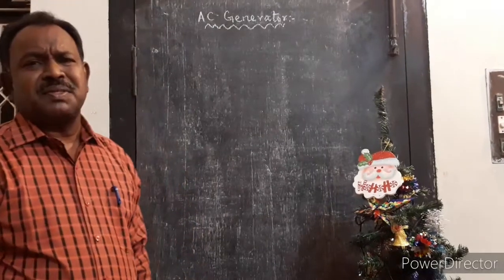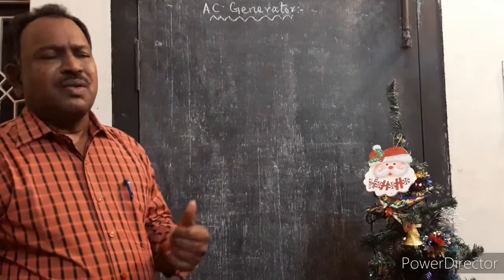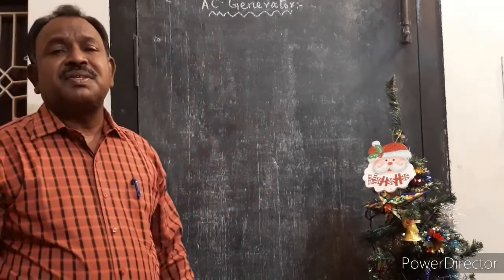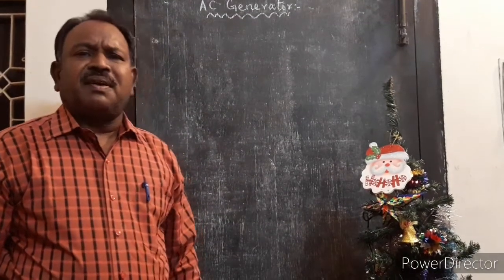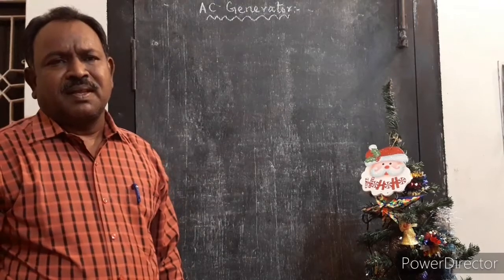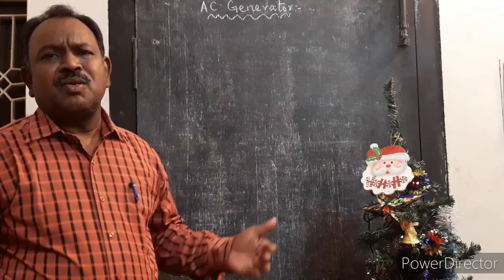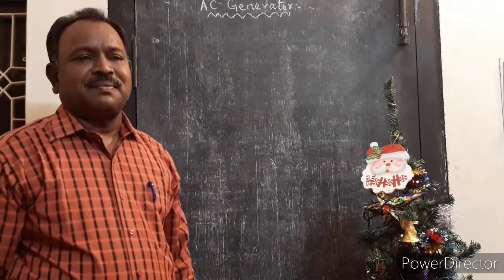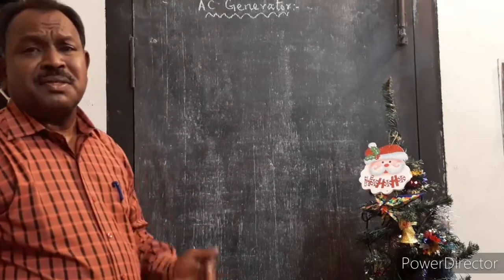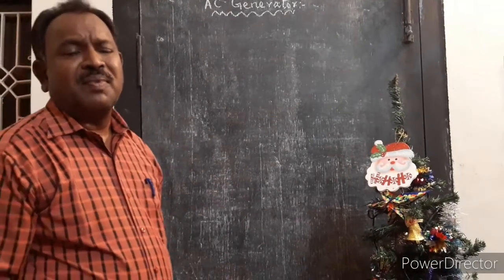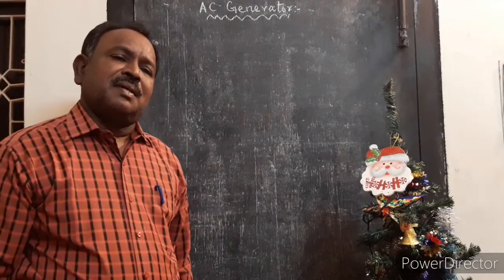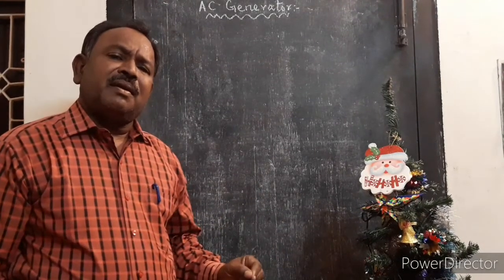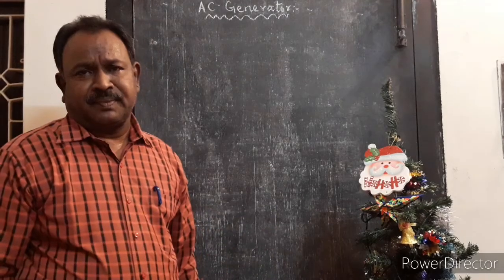Good morning, students. Today we are going to see about the AC generator. A generator is a device that converts mechanical energy into electrical energy. A generator is based on the principle of electromagnetic induction. Electromagnetic induction you already know.